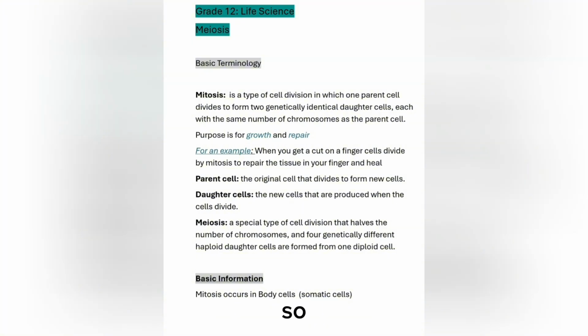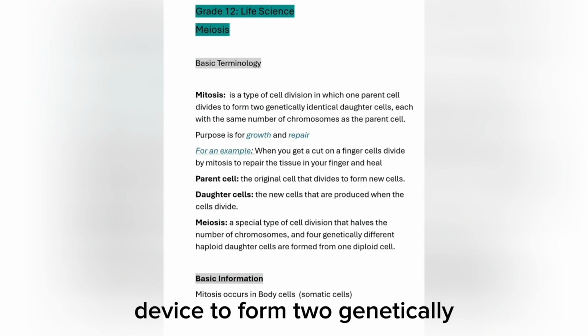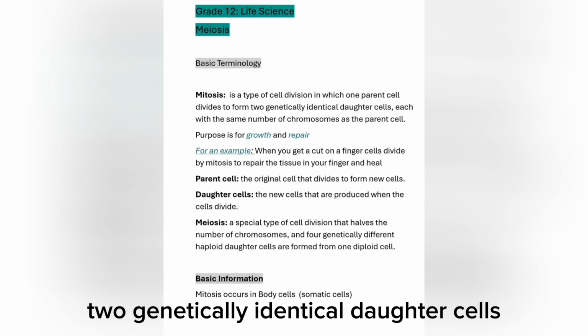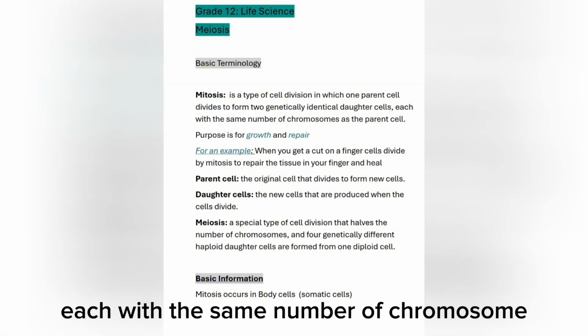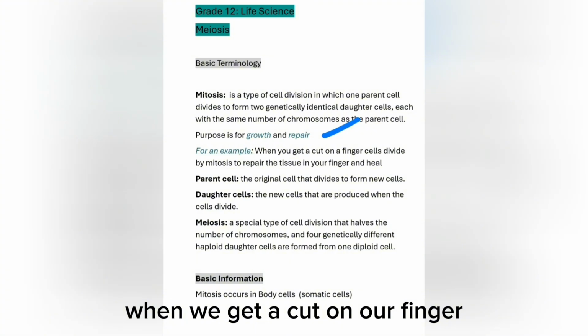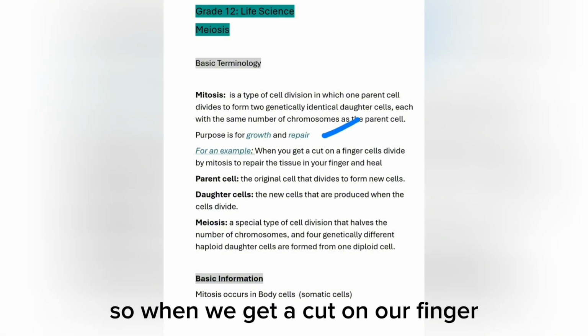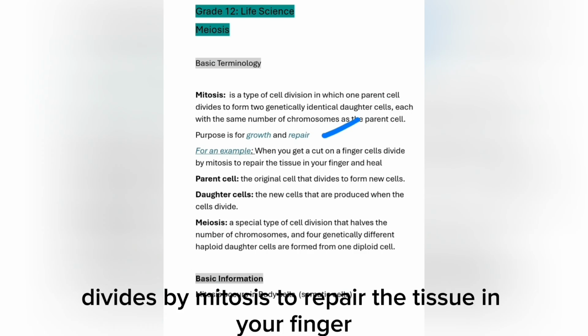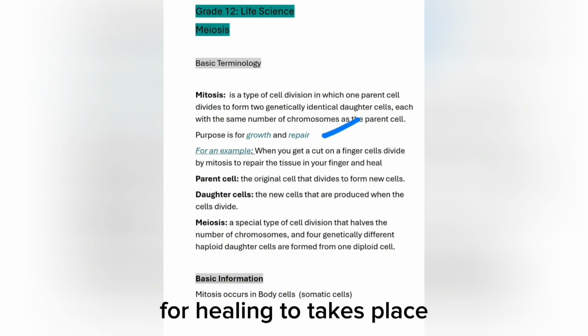What mitosis is. So mitosis is a type of cell division in which one parent cell divides to form two genetically identical daughter cells, each with the same number of chromosomes as the parent cell. So the purpose is for the growth and repair. So let me give you an example. So when we get a cut on our finger, basically cells divide by mitosis to repair the tissue in your finger and for healing to take place.